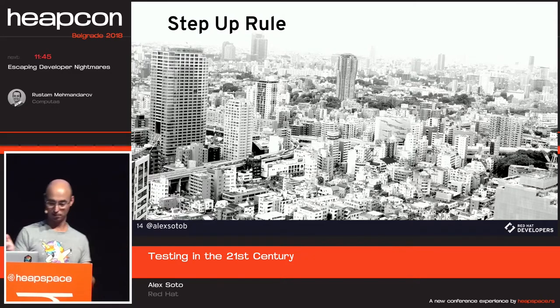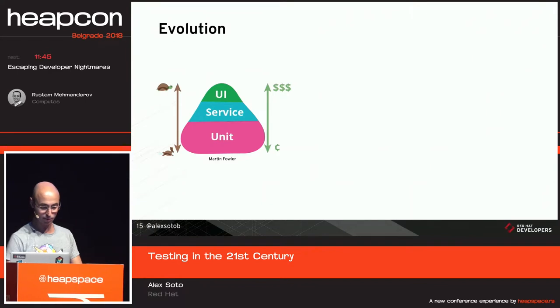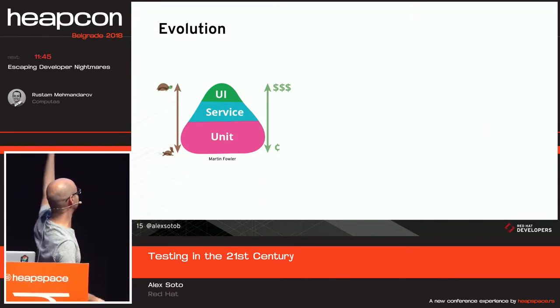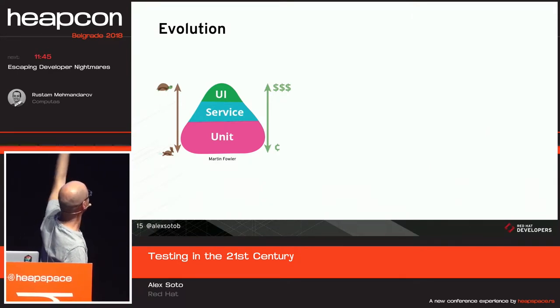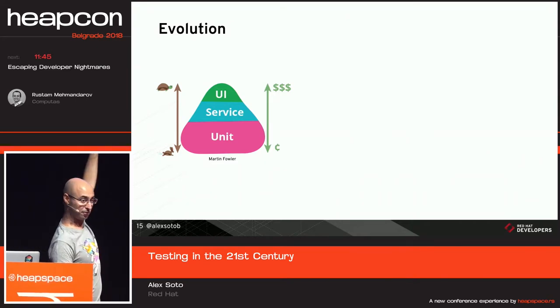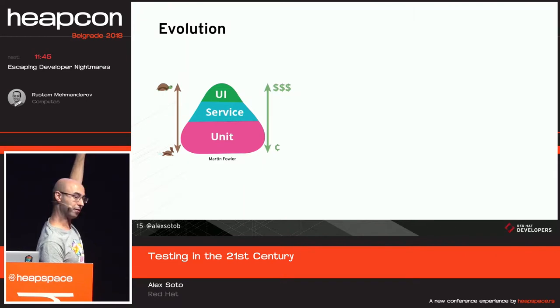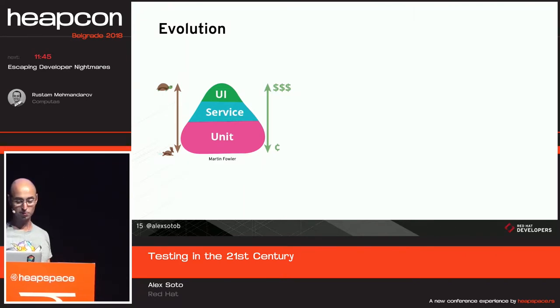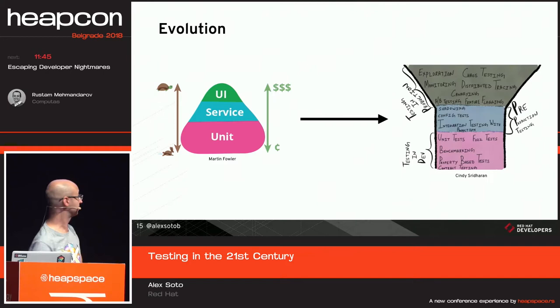And we're going to see this now. So the evolution is something like, this is the past, right? You have a lot of unit tests, then you have a service test, and then you have the UI test, which is like, you know, fast, slow, costly, or less costly. And we need to move to something like this.